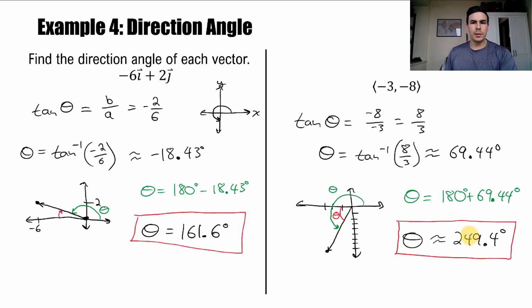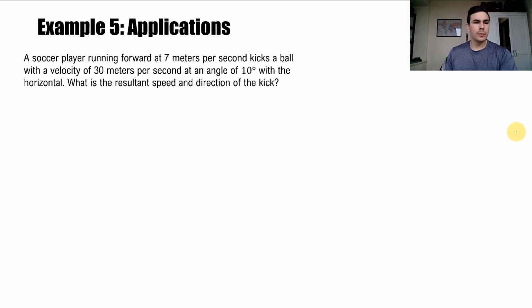Okay, one more example here. We're going to look at some applications. A soccer player is running forward. We've been doing a lot of soccer, kicking the soccer ball around. But a soccer player is running forward at 7 meters per second and kicks a ball with a velocity of 30 meters per second at an angle of 10 degrees with the horizontal. What is the resultant speed and direction of the kick? Of the kick is what we are looking for.